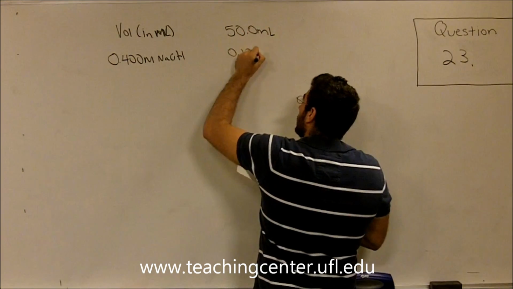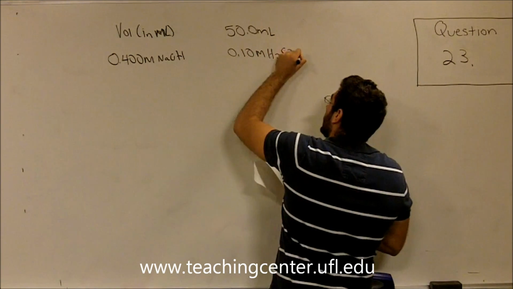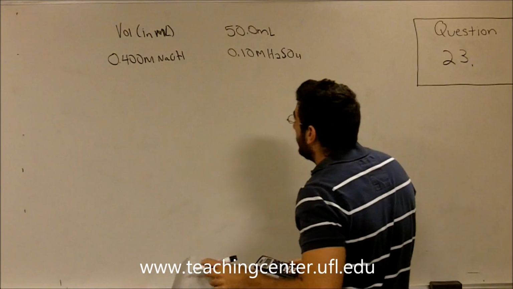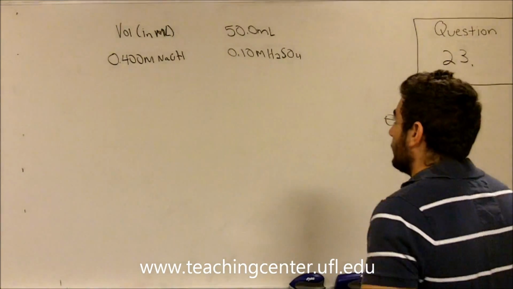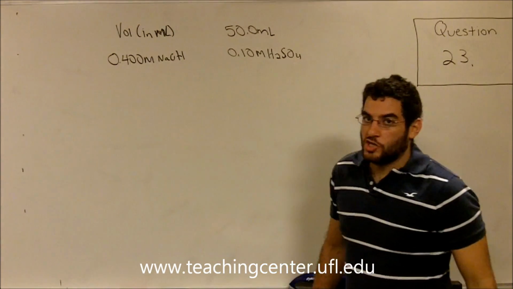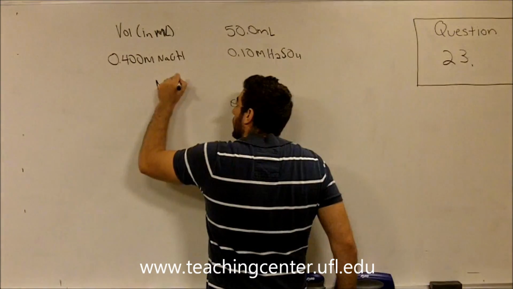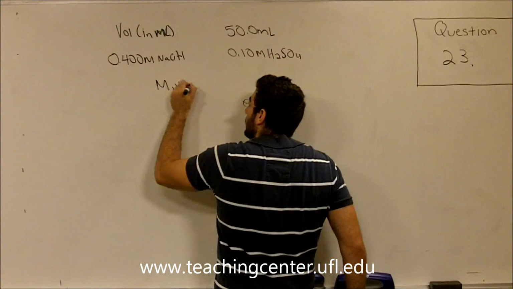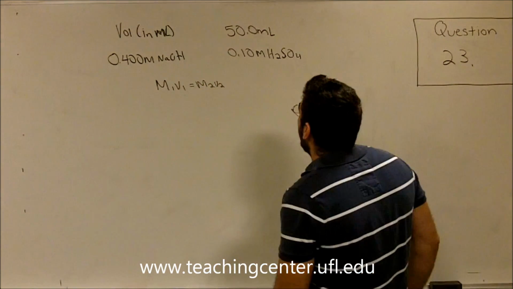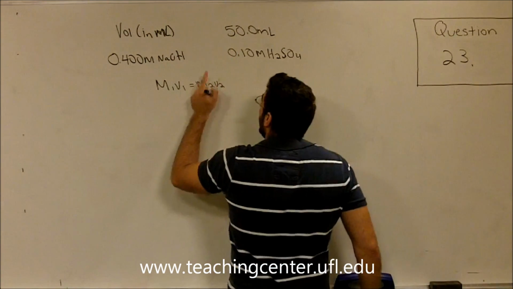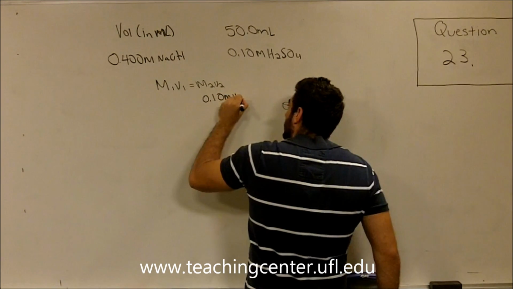0.10 molar H2SO4. So this question is just like one of the dilution questions that we did before. We have M1V1 equals M2V2, except there's a little bit of a trick at the end. But first we're going to start it out with our simple M1V1 equals M2V2. So we know that we have 50 milliliters of 0.10 molar H2SO4.